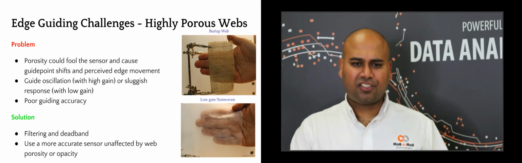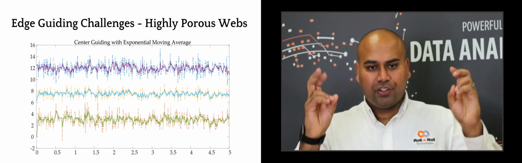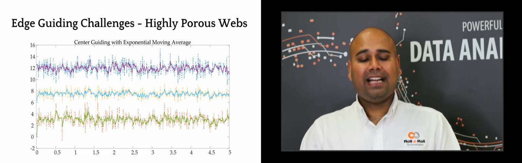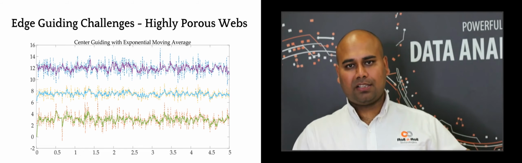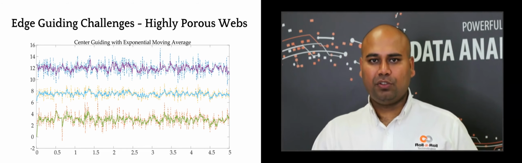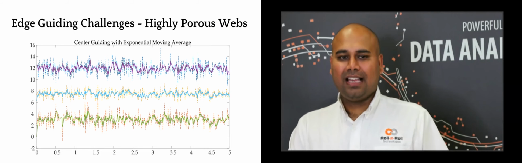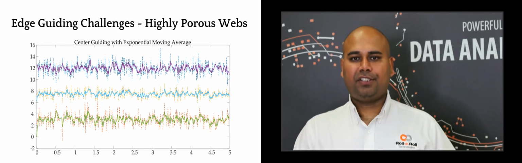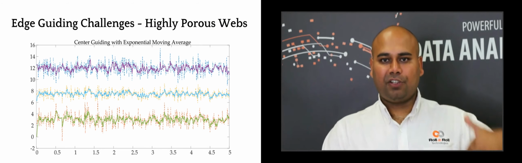And this is just an illustration showing when you have an artificial edge position variation, and then when you do center guiding, the top plot is one sensor, the bottom plot is another sensor. When you do center guiding where you take the average of those two, just by doing that you're reducing the variation. And if you add an exponential moving average filter to it, you're reducing it further. And then if you add a deadband to it, you're reducing that even further.